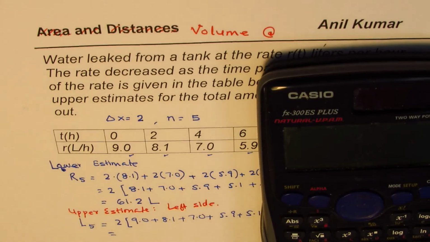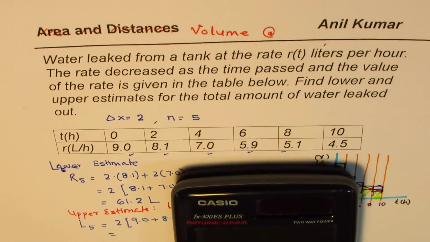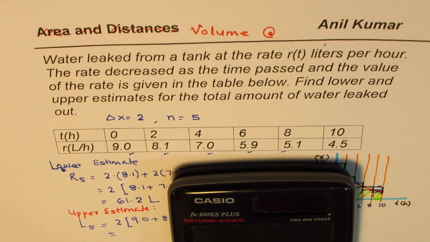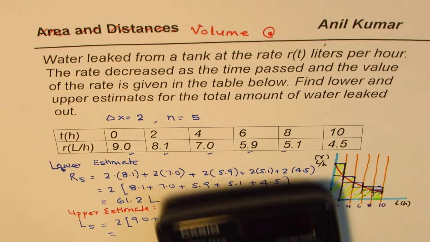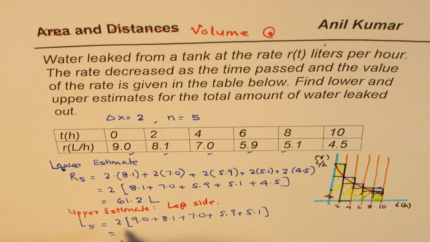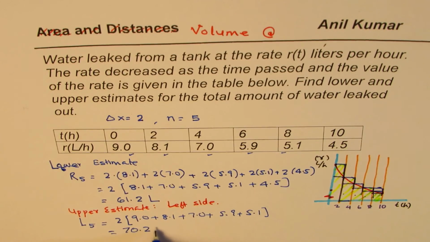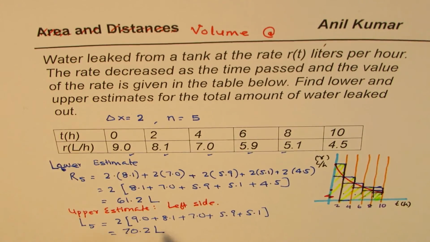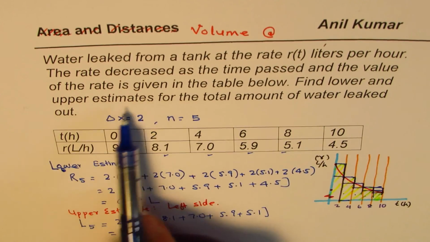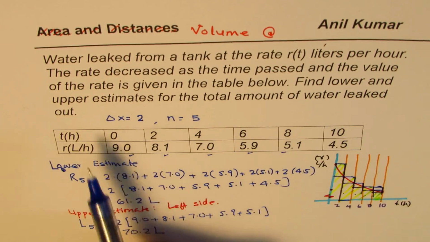And then we can use the calculator. Correct. So it is 2 within brackets 9 plus 8.1 plus 7 plus 5.9 plus 5.1 equals 70.2, right? So we get 70.2 liters. So that becomes the upper estimate for the total amount of water leaked, right?